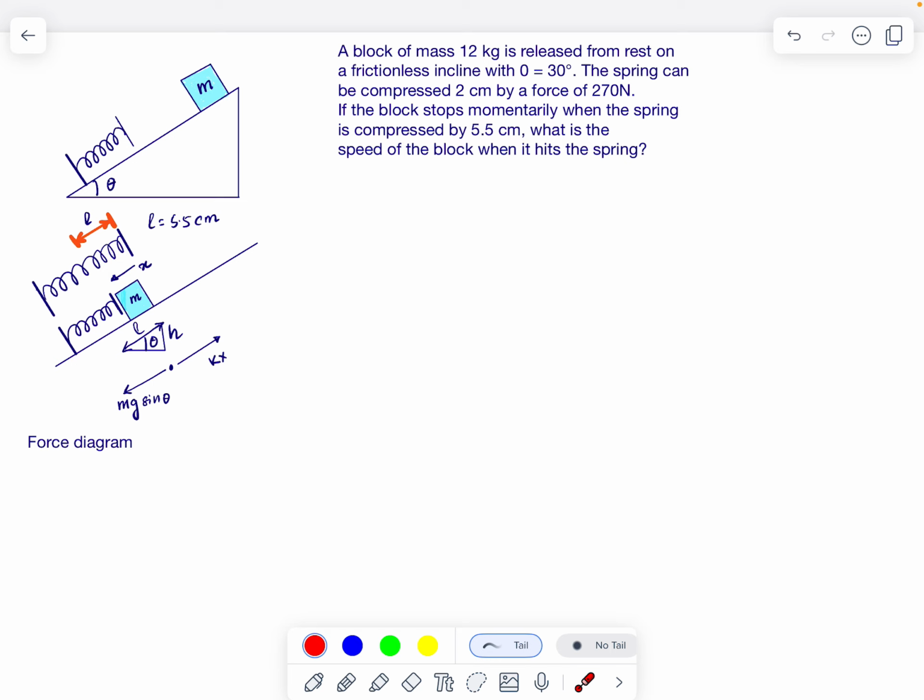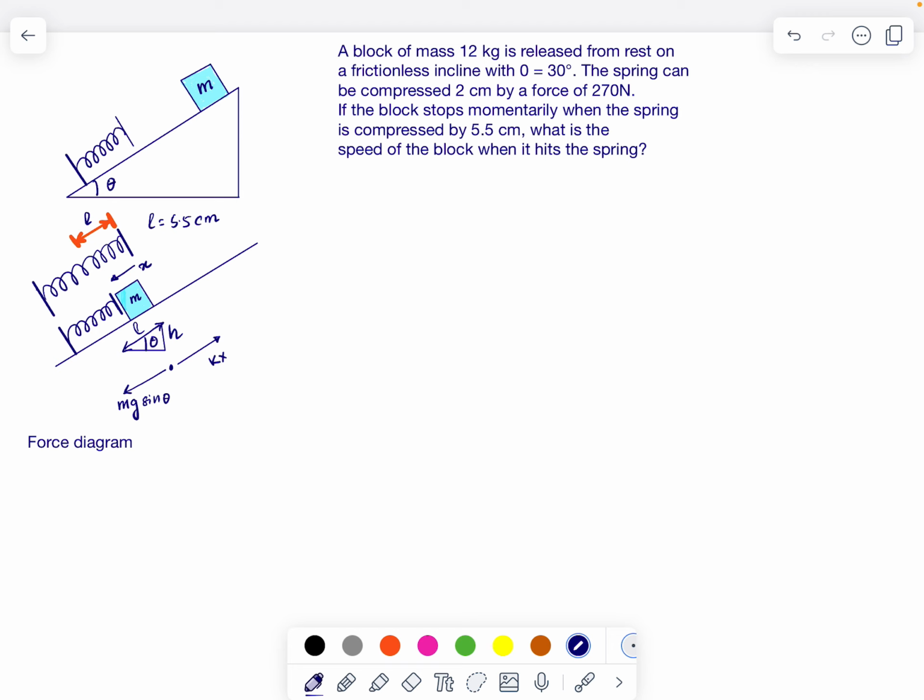Right? So the spring is such that when it is compressed by 2 centimeters, there's a force of 270 newtons that needs to be applied. Okay, so these are the things that have been told to us. So the question is, how are we going to attempt this problem? So let's start by using the work energy principle.